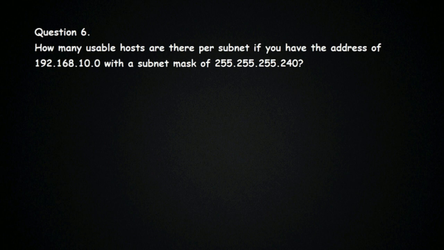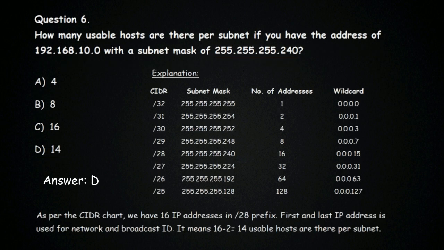Question 6. How many usable hosts are there per subnet if you have the address of 192.168.10.0 with a subnet mask of 255.255.255.240? Options. Answer is D. 14. As per the CIDR chart, we have 16 IP addresses in a /28 prefix. First and last IP address is used for network and broadcast ID. It means 14 usable hosts are there per subnet.